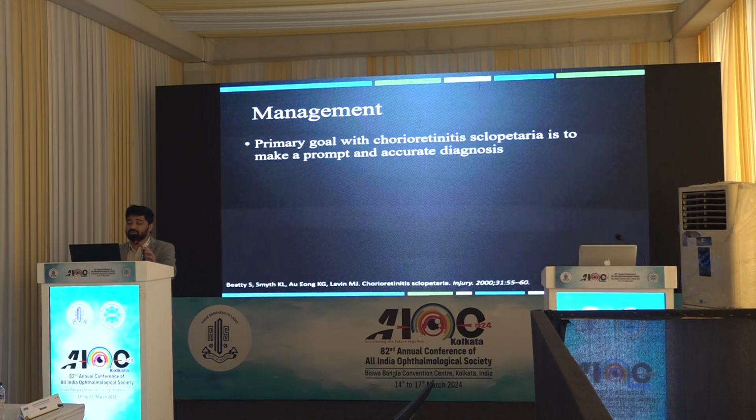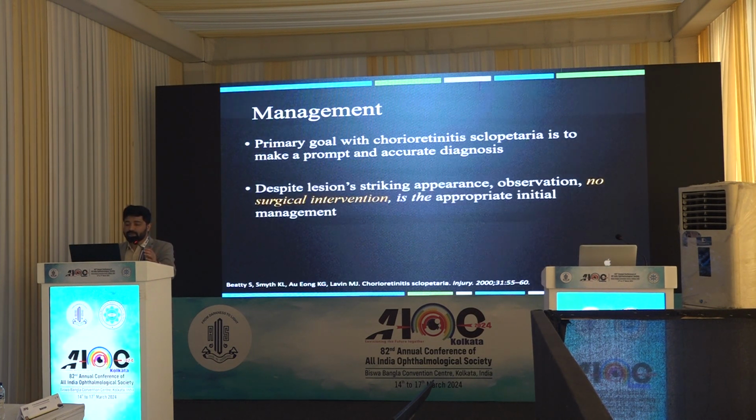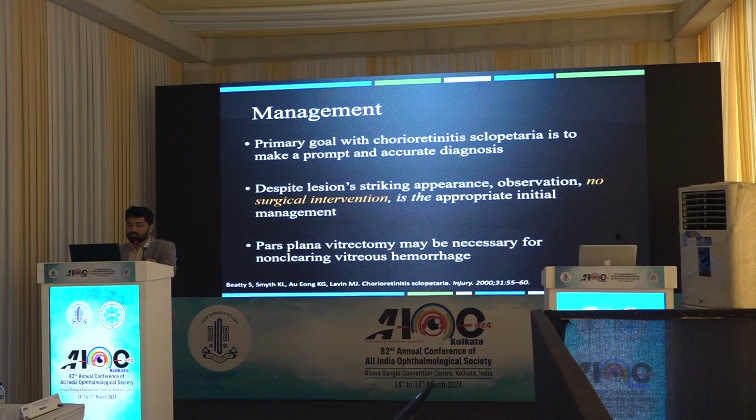The primary goal with sclopetaria is to make a prompt and accurate diagnosis. That is more important. You should not get confused with an occult rupture. Despite the lesion's striking appearance, only observation, no surgical intervention, is the appropriate initial management. You should not do anything. Once you are sure the globe is intact, no intervention. Pars plana vitrectomy may be indicated if there is a vitreous hemorrhage which is not clearing.